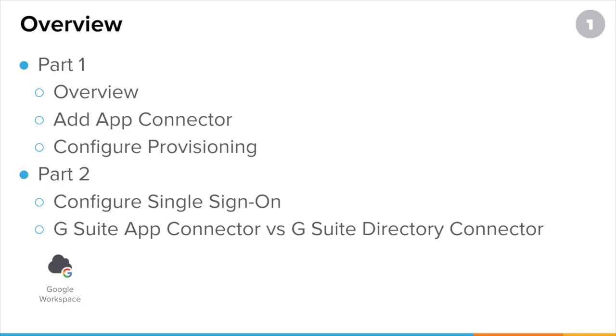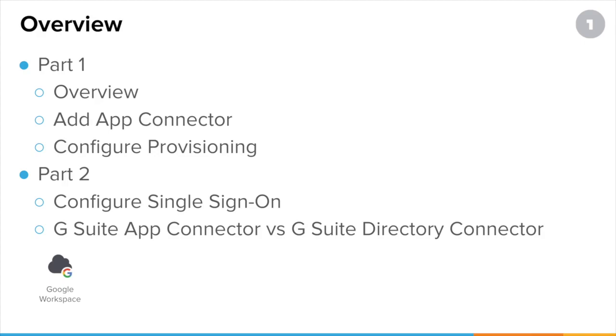Provisioning is a feature that ensures that user accounts will exist in your Google Workspace before your users actually try to log into Google. If provisioning is available, you always want to configure it before you enable single sign-on to ensure your users have accounts within the app before they try to log in.